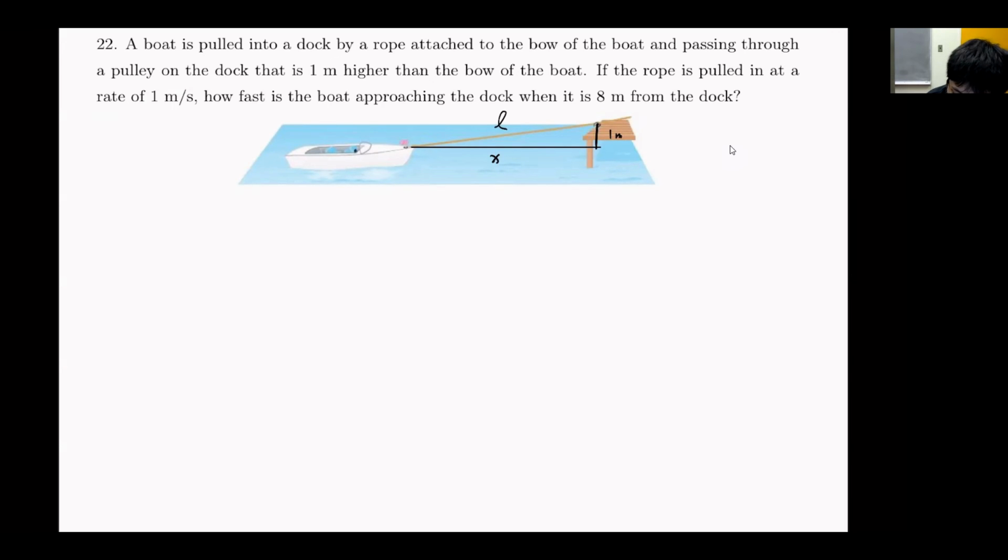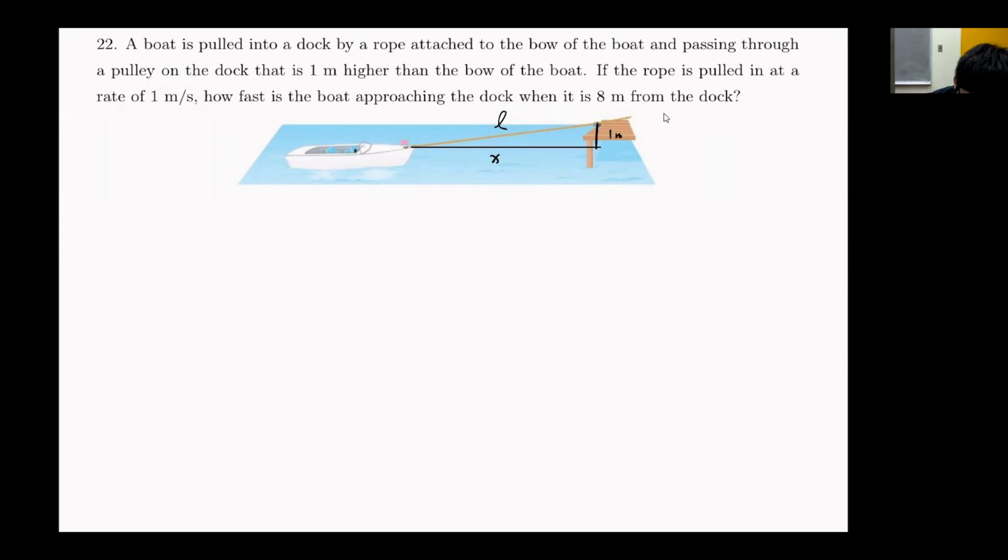So then this information, the rope is pulled in at a rate of 1 meter per second, is basically the change of the length of the rope. Because if we imagine 1 second has passed, this part of the rope is pulled 1 meter backwards. As a result, this length will change by 1 meter. So this 1 meter per second is really the change of the length, and it's not the change of x. And we need to find the change of x from the change of the length. Okay, so that's basically what's going on. Now let's start solving the problem.